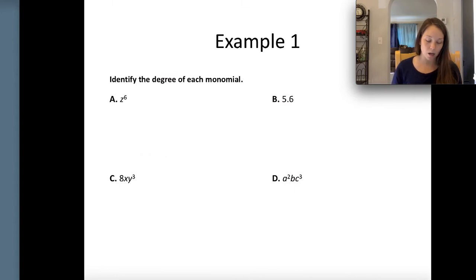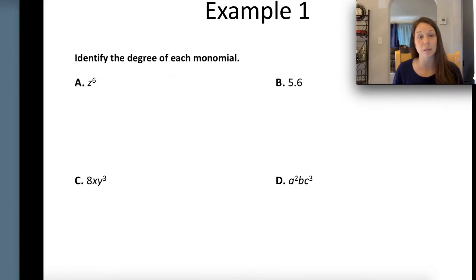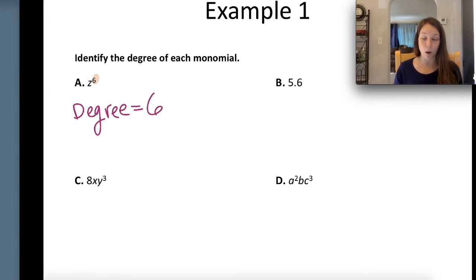So here are 4 examples of monomials in example 1, and we want to identify the degree of each. To identify the degree of your monomial, you're looking at the sum of your variable exponents. So in part A, z has an exponent of 6, and it's the only variable and it's the only exponent. So our degree here is 6. If we look at part B, we just have a number. We have a number 5.6. There's no variable here. So when you have just a number or just a constant, its degree is 0.